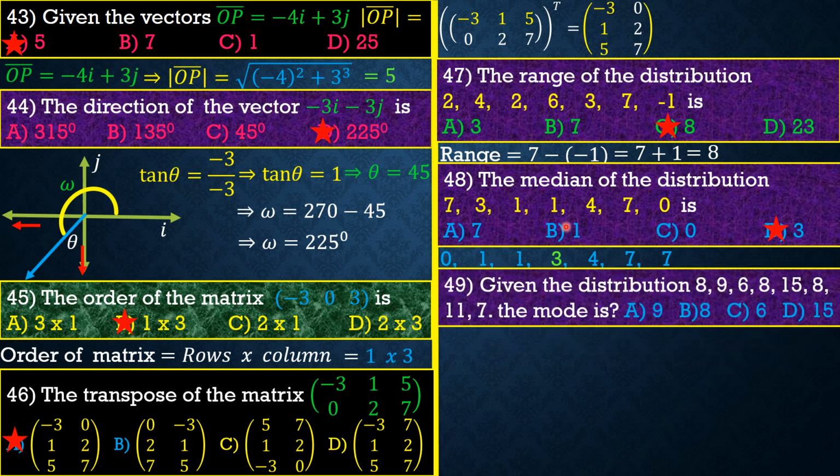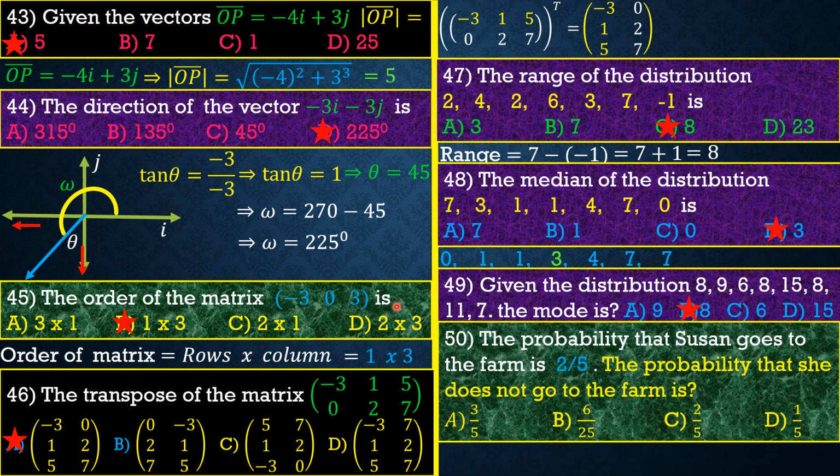Question 49, guys, which is the second to the last, is saying that given the distribution 8, 9, 6, 8, 15, 8, 11, 7, the mode is. So guys, keep in mind that the mode is defined as that element with the highest frequency, or that element which occurs the highest number of times. Now guys, let's look at 8. We have 1, 8, 2, 8, 3, 8, right? 8 occurs 3 times. Let's look at 6. 6 occurs 1 time. 15 occurs 1 time. 11 occurs 1 time. Likewise 7. So the mode of this distribution, guys, is simply that element that occurs the highest number of times, which is 8. Great. So B is the best option.